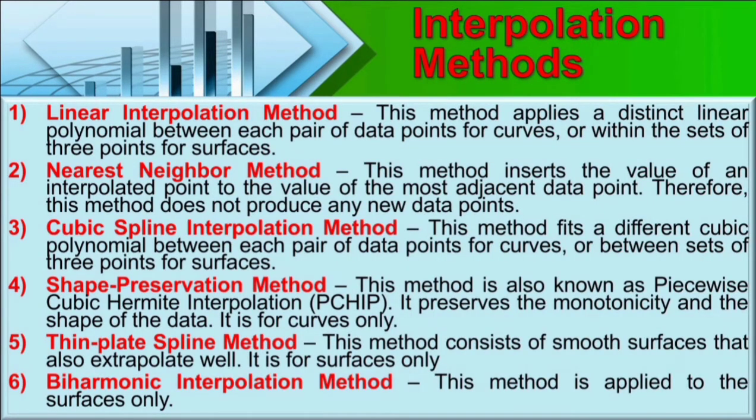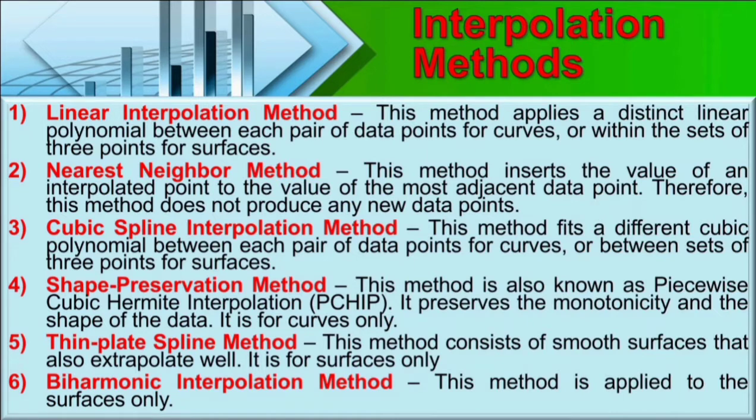Interpolation methods. Number 1, linear interpolation method. This method applies a distinct linear polynomial between each pair of data points for curves or within the set of 3 points for surfaces. Number 2, nearest neighbor method. This method inserts the value of an interpolated point to the value of the most adjacent data point. Therefore, this method does not produce any new data points.